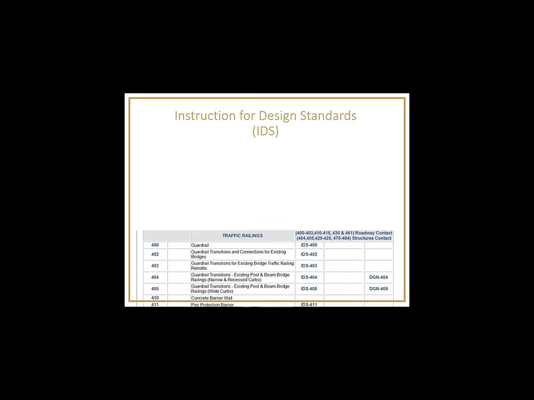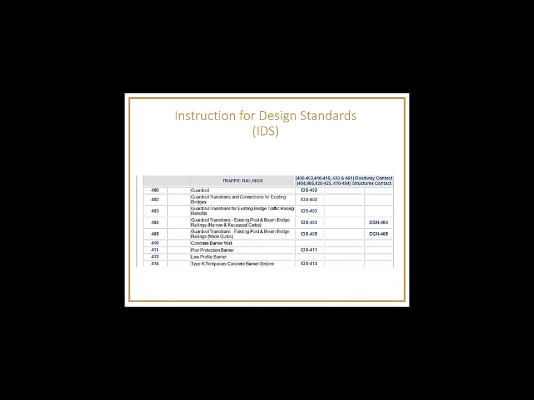Instructions for design standards are essentially written to the consultant. These are instructions on how to use the design standards. And within these, there are 4 different sections: design criteria, design assumptions, plan content, and pay item information.